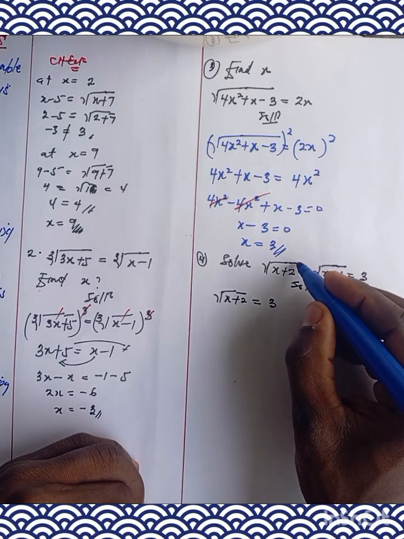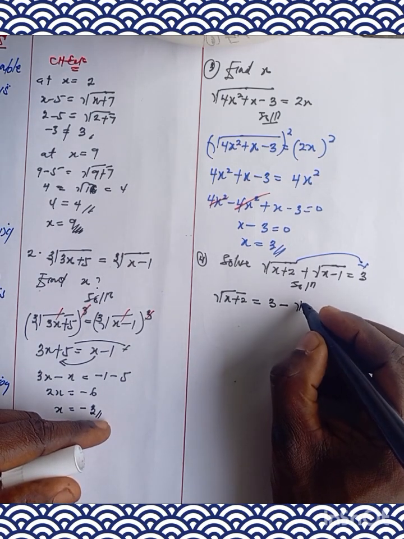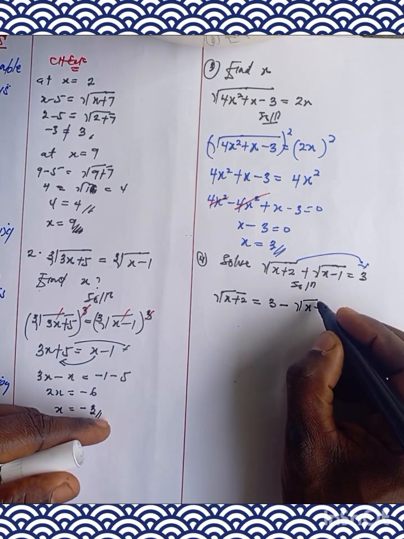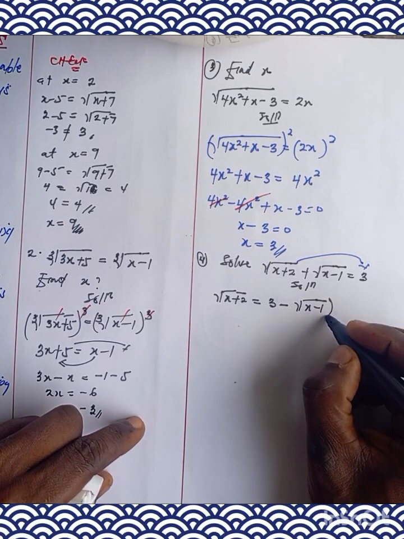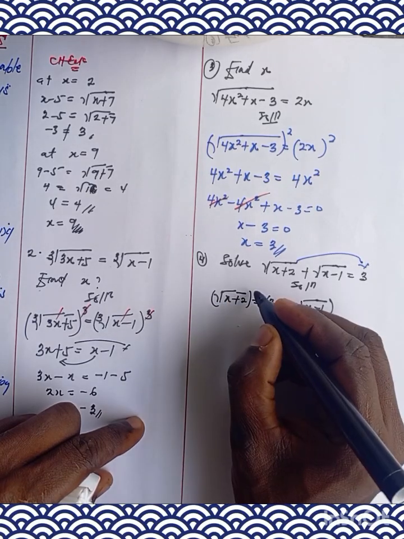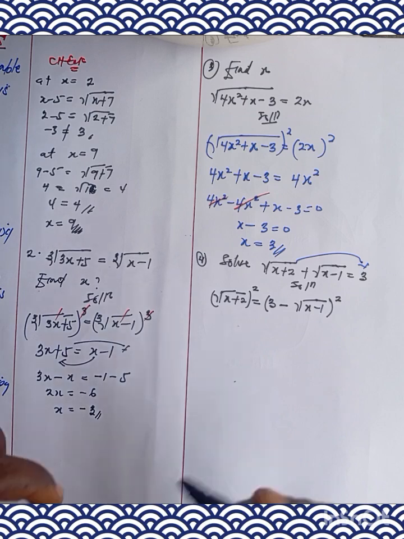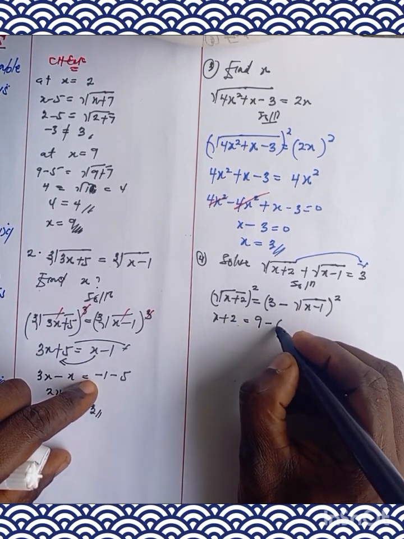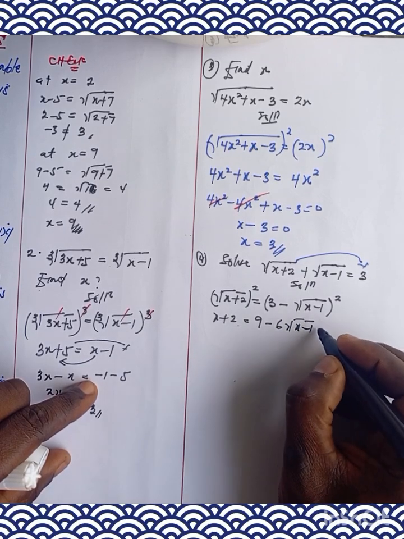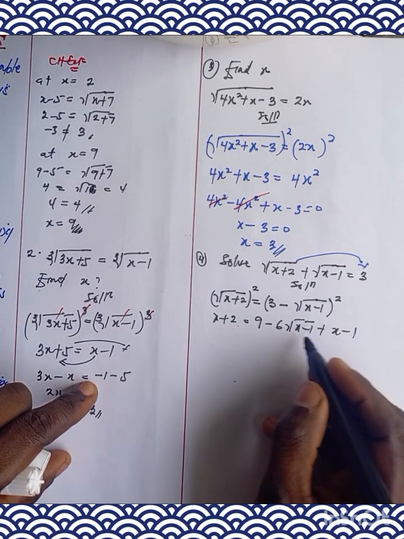We are going to bring this very radical to this side. So we are getting 3 minus root of x minus 1. So after doing this, then we square both sides to remove one of the radical signs. So after squaring both sides, we are having x plus 2. This one will give us 9 minus 6 root of x minus 1 plus x minus 1. So from here we can group like terms.